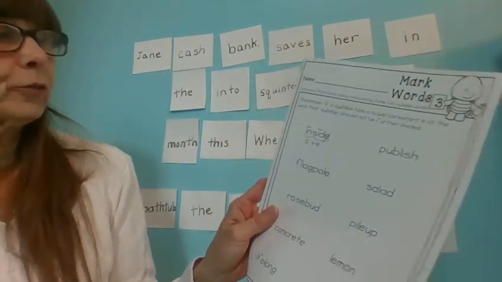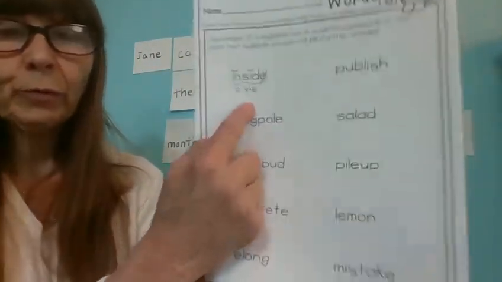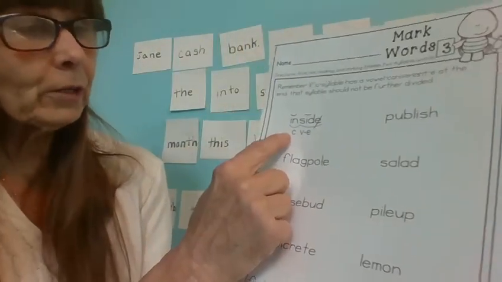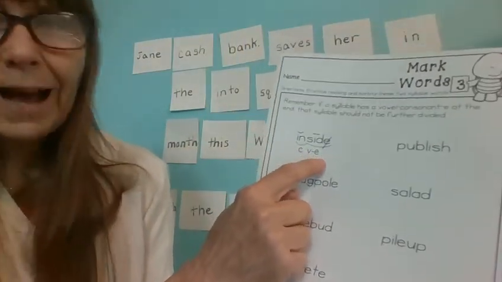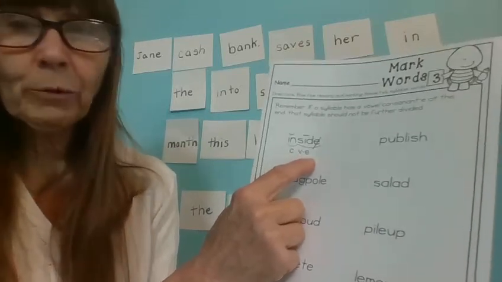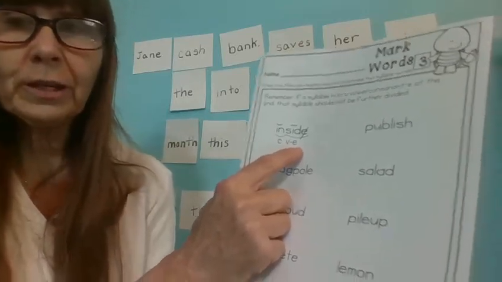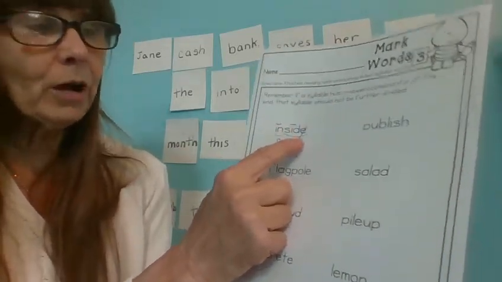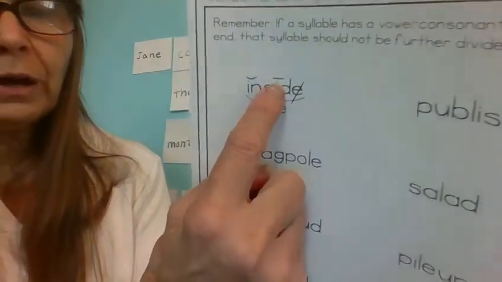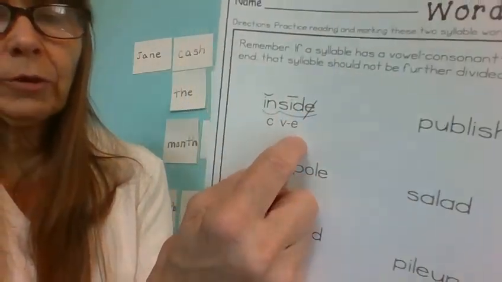They've marked the first one for you. So this is a closed syllable. This is a vowel consonant E syllable. That's how we show that: a V with a dash and then an E. That means it's a vowel consonant E, and you'll notice that with a vowel and the E is crossed.